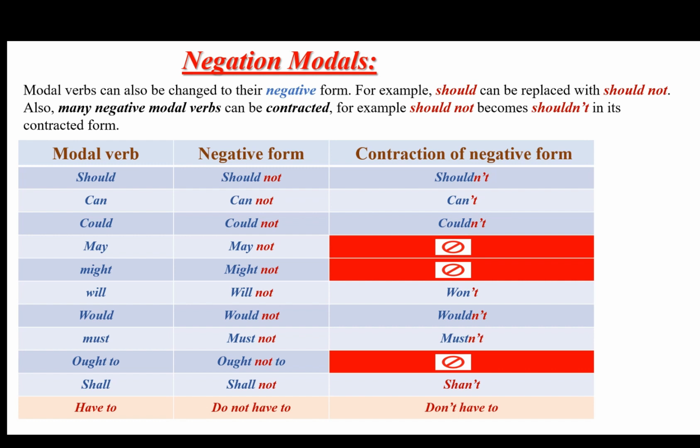With the modal verb have to, if you want to make it negative, you need to say, you don't have to do this, okay? But with the other ones, we just say, you cannot, you could not, you may not, you might not, you should not, you ought not to.